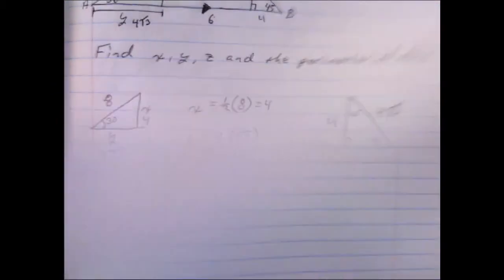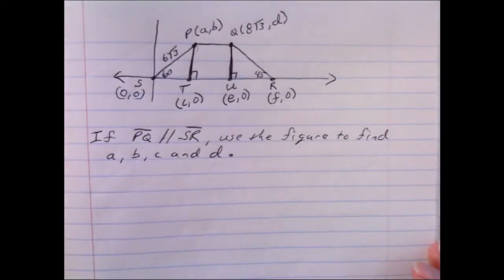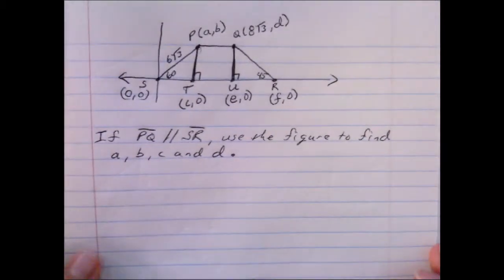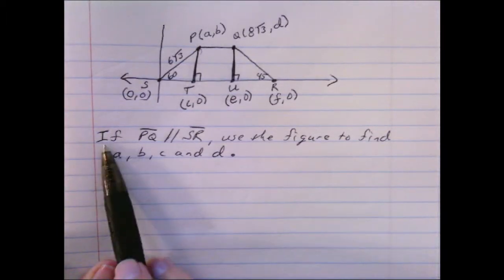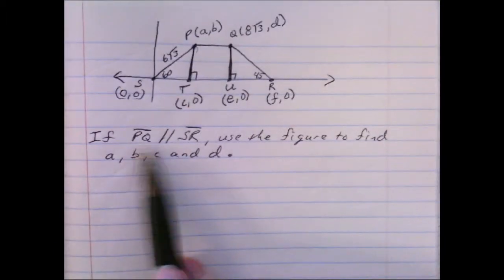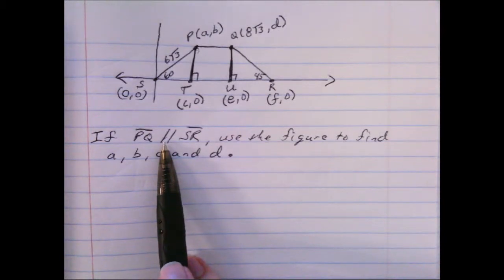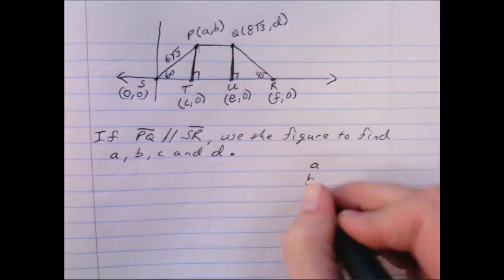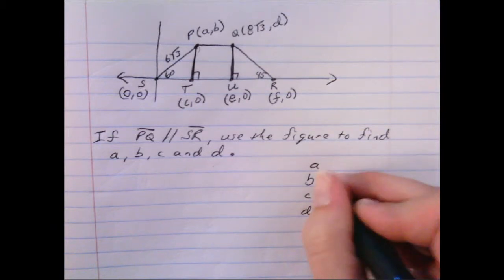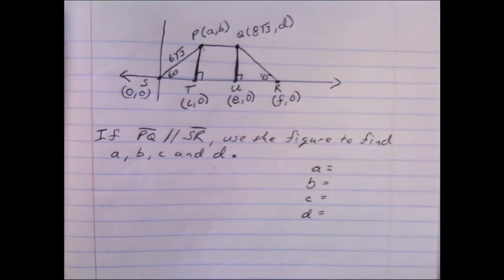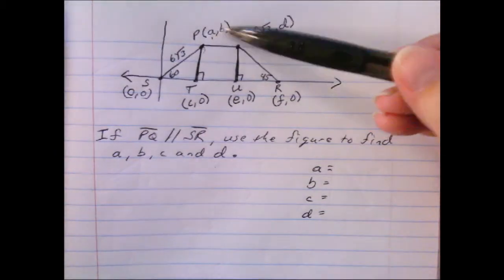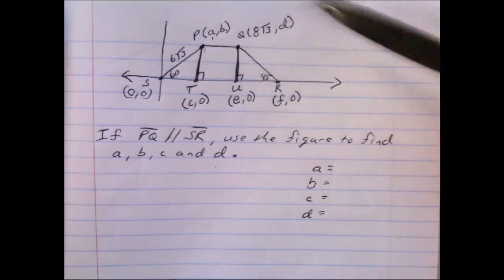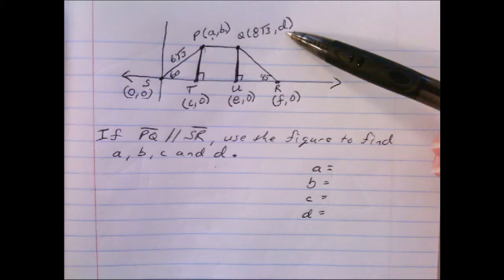Okay, let's do one more of these compound shapes. So this one, if you remember, I said that we would talk a little bit about some coordinates, so this one has our coordinates on it. So here it says, if we know that PQ is parallel to SR, then we're going to use the figure to find A, B, C, and D. So I'm just going to write those out. A, B, C, D. Those are the pieces that we are trying to find. Okay? So we see A and B, C's down here, and D is right over here. So those are the pieces that we're working on.